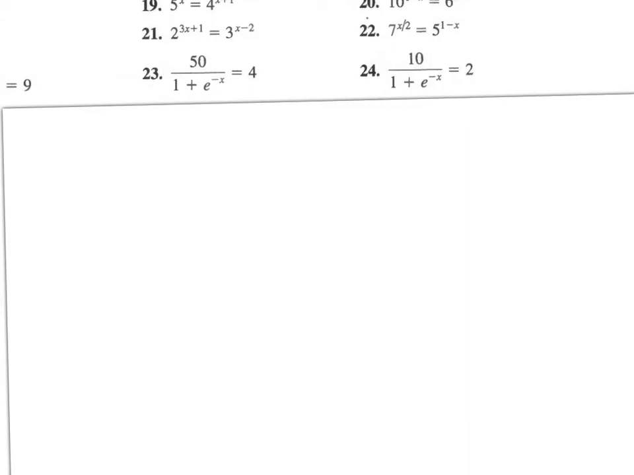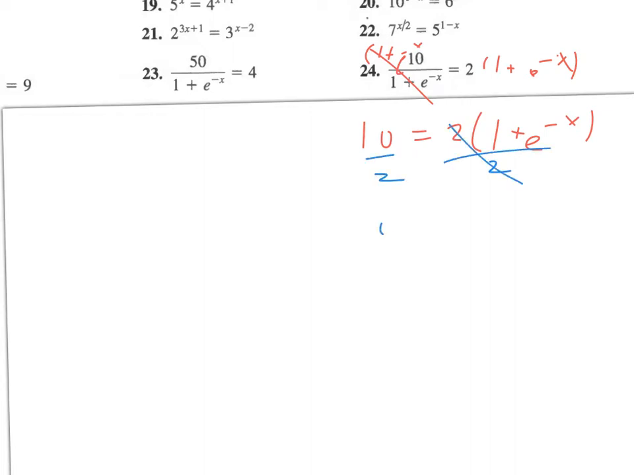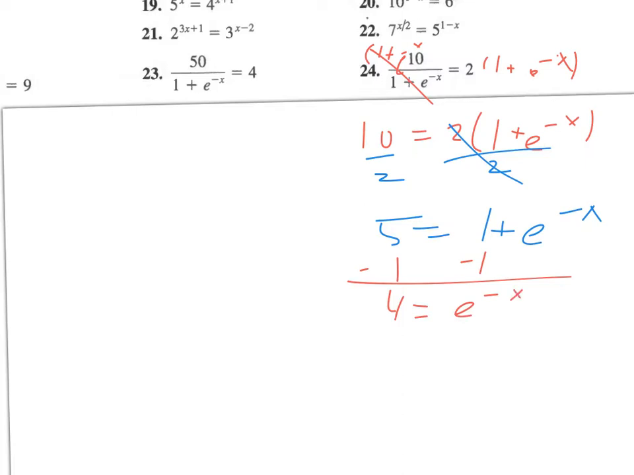I see that my x is in the exponent, so I'm going to have to use logs, but it's in the denominator, so I would first multiply that denominator over to the other side. And so that's going to cancel out, and then I get 10 equals. I'm going to go ahead and just leave this 2 undistributed. You can distribute it as well, but I'm just going to leave it outside and then divide it back over here. So I get 5 equals 1 plus e to the negative x. I'm then going to subtract the 1. So I get 4 equals e to the negative x.